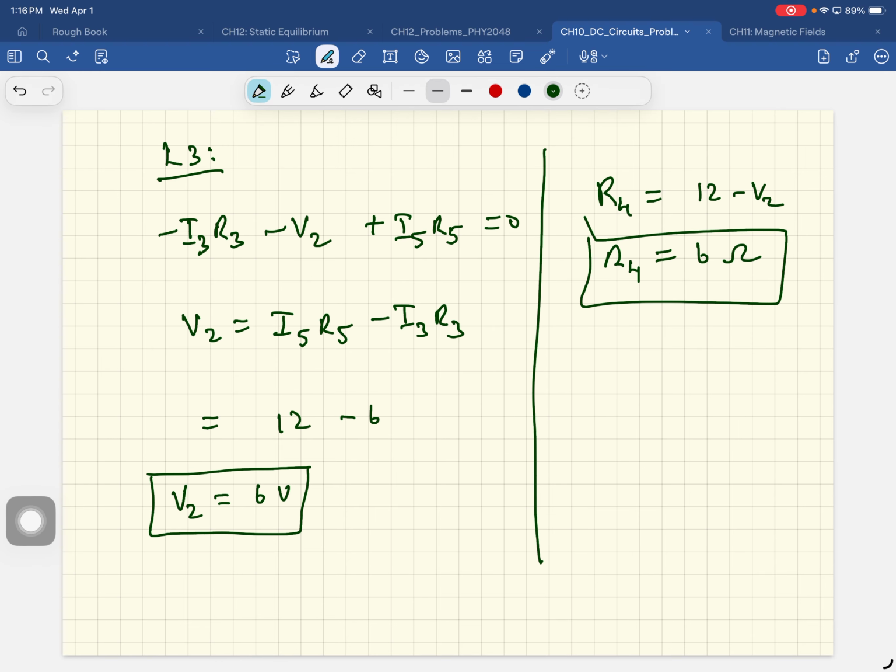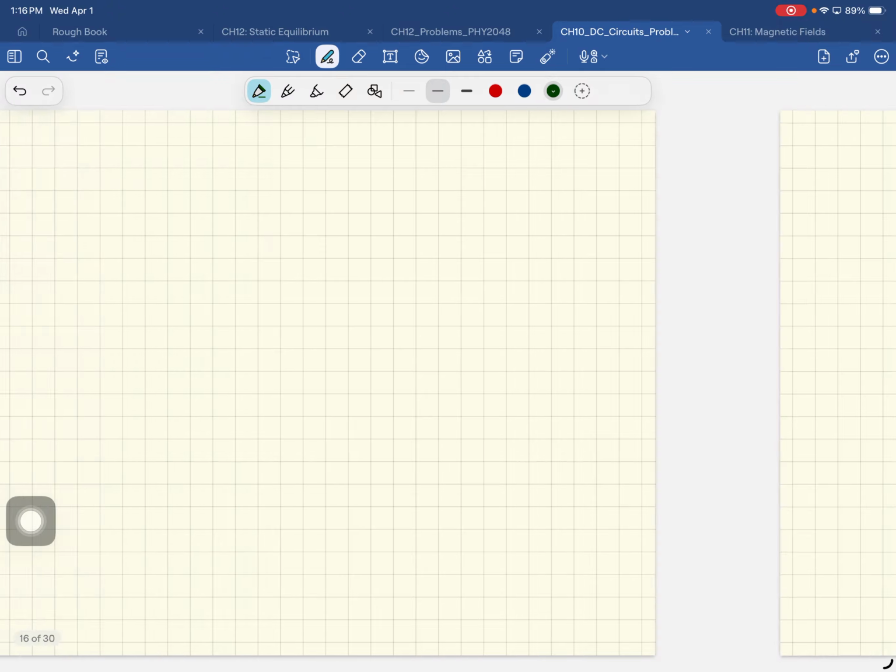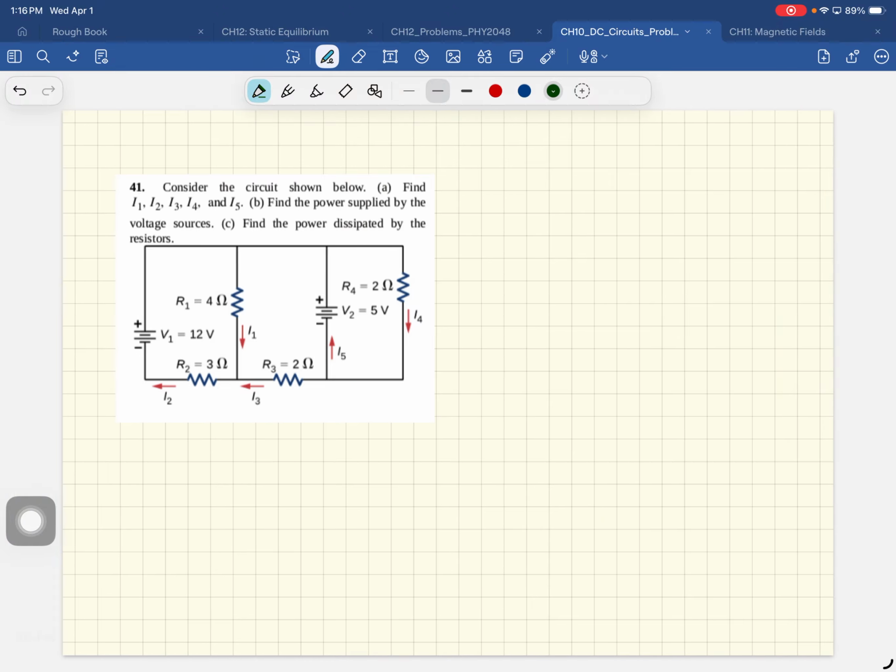All right. So there you go. You just use those two simple rules, the current rule and the voltage rule, to get as many equations as you want to solve for the unknowns. So how many unknowns do we have? 1, 2, 3, 4, 5. So you would need 5 equations.